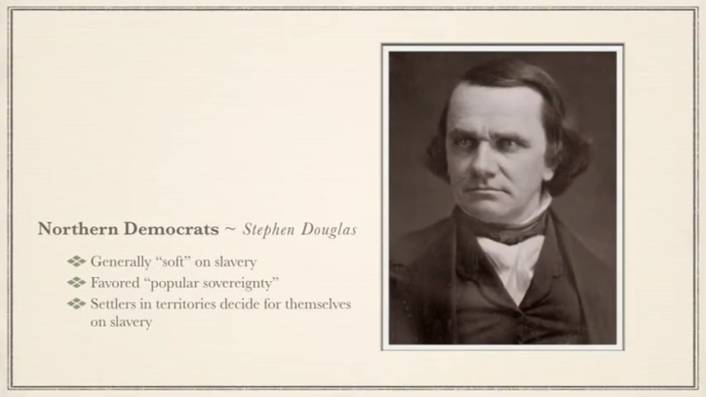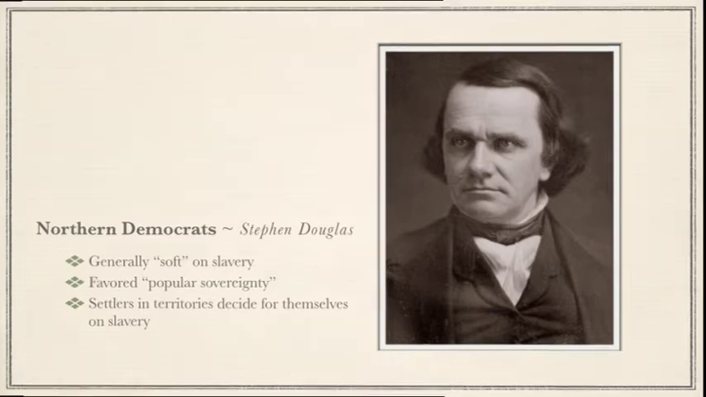Northern Democrats tended to be soft on slavery, if only to keep the Democratic Party united and in control of Washington. Stephen Douglas promoted the concept of popular sovereignty, where settlers of the new Western territories would decide for themselves about slavery.